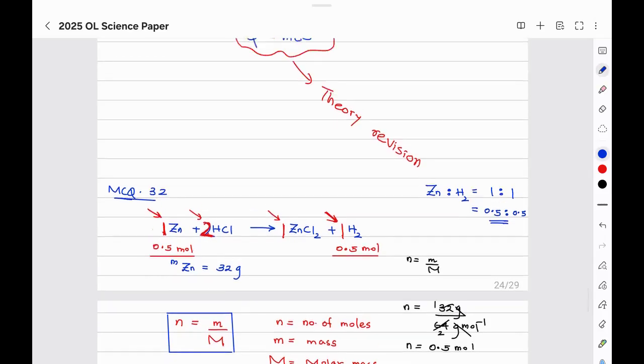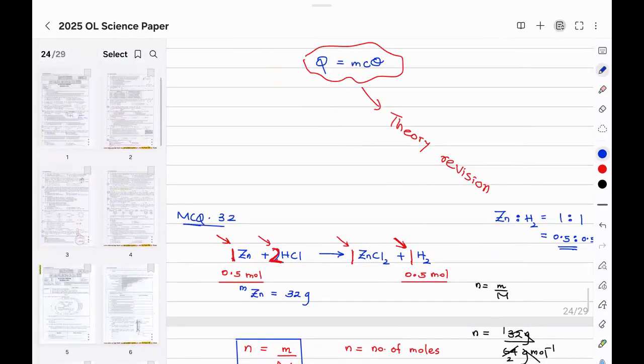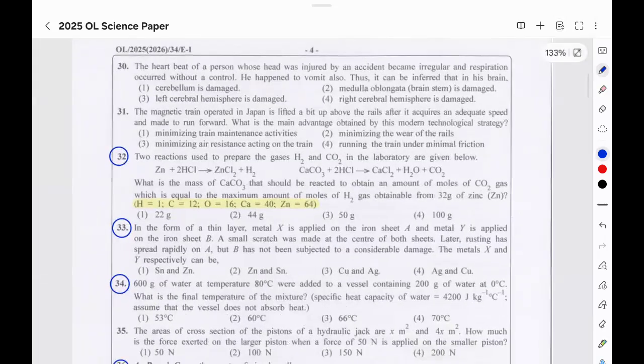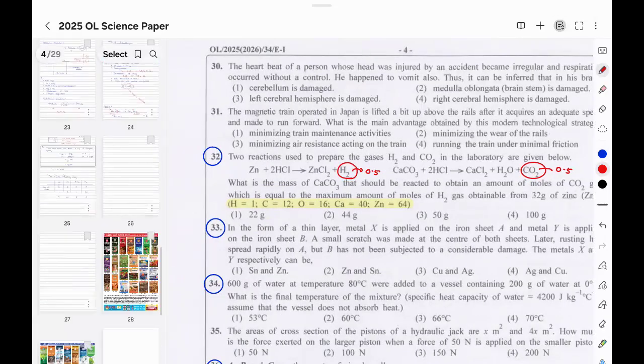Right. Now, go back to the question again. They have given: what is the mass of calcium carbonate that should be reacted to obtain an amount of moles of carbon dioxide which is equal to the maximum amount of moles of hydrogen. Now we calculated the hydrogen gas amount as 0.5 moles. Then the equal amount of carbon dioxide is 0.5. They're asking what is the mass of calcium carbonate that should react with HCl to produce 0.5 moles of carbon dioxide, right?